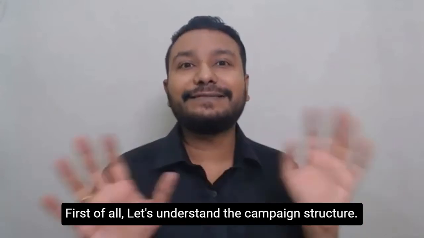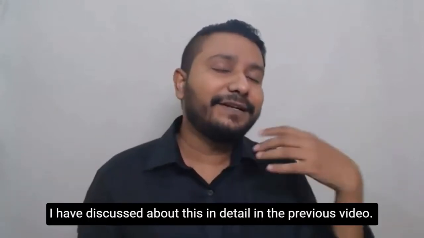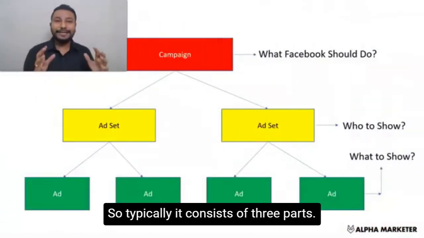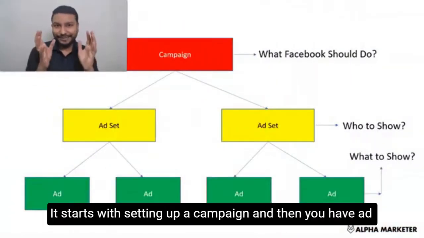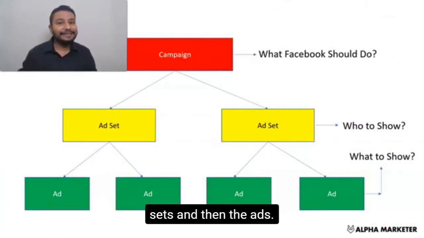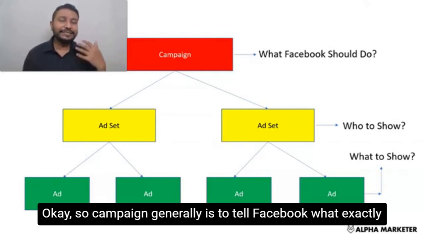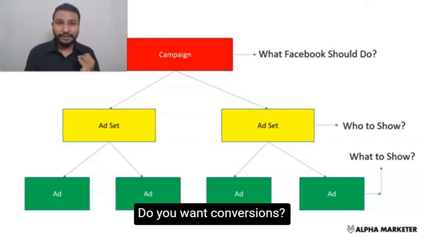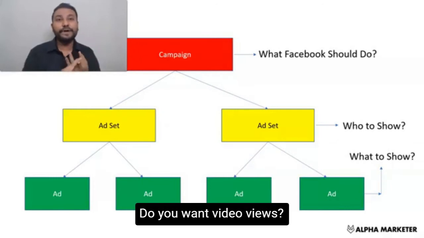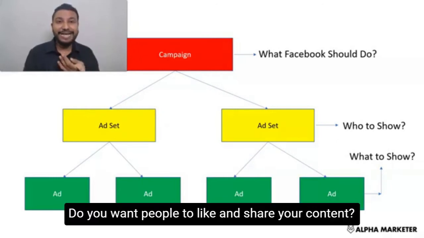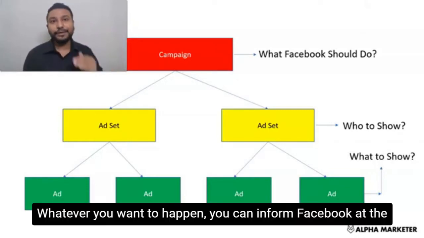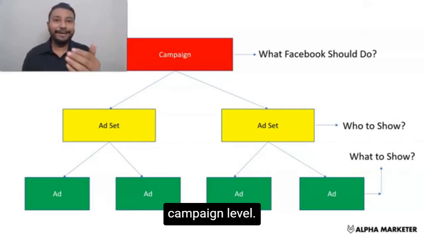First of all, let's understand the campaign structure. I have discussed this in detail in the previous video also. So typically it consists of 3 parts. It starts with setting up a campaign, and then you have ad sets and then the ads. Campaign generally is to tell Facebook what exactly is your objective. Do you want conversions? Do you want leads? Do you want video views? Do you want people to like and share your content? Whatever you want to happen, you can inform Facebook at the campaign level.